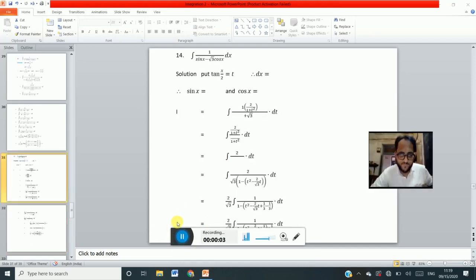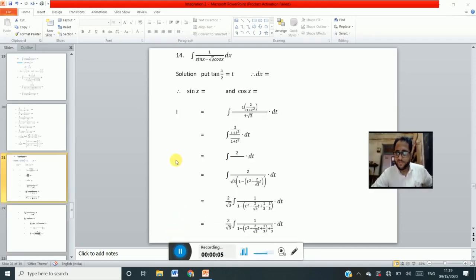Now see the example of another type, that is the integration of 1 upon a sin x plus b cos x. In that, here we have 1 upon sin x minus root 3 cos x. So here we have to put tan x by 2 equals t. What is dx then? dx is nothing but actually sec square x by 2 into 1 by 2 dx equals dt. So dx is twice dt upon sec square x by 2. So sin x is what, we know sin x.